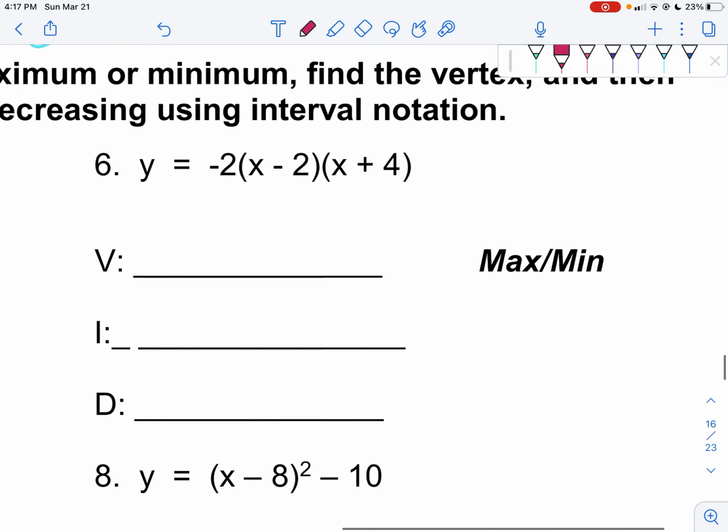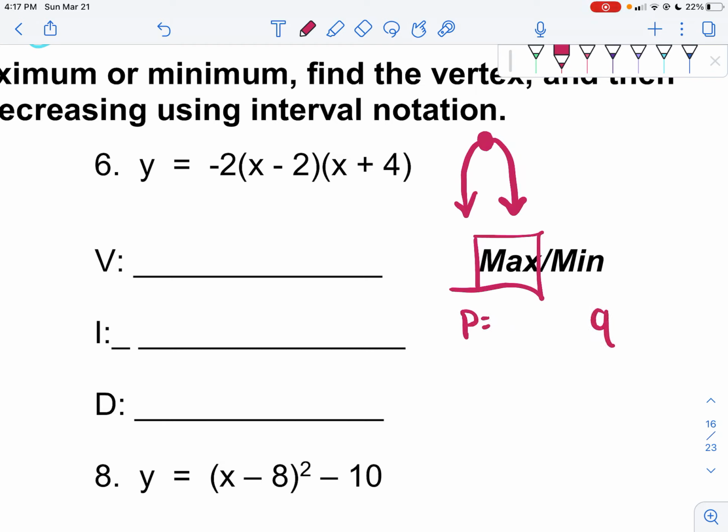On number 6, we're back to intercept form. So here our a value is negative, which means our parabola is opening down. So the vertex is going to be a maximum point. Okay, next we want to find the vertex. So remember, we start with finding P and Q. We take the opposite sign, so P is positive 2 and Q is negative 4.